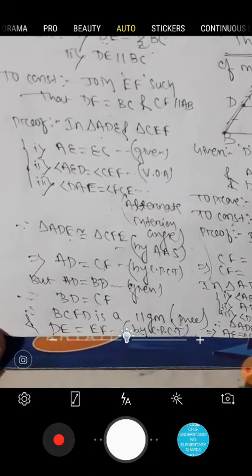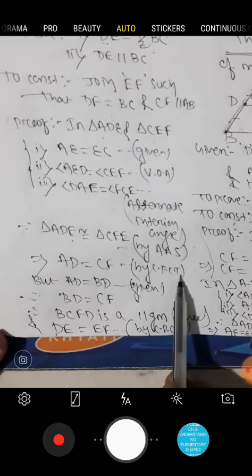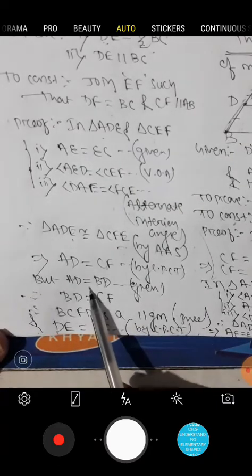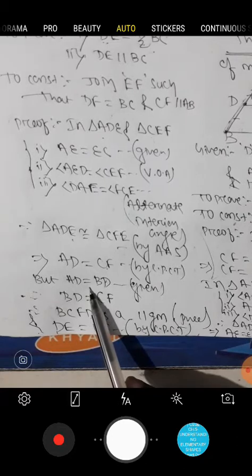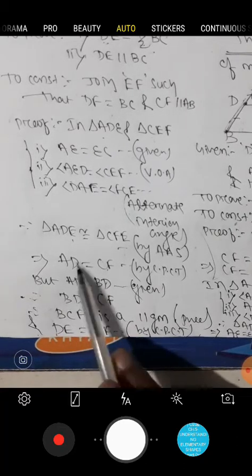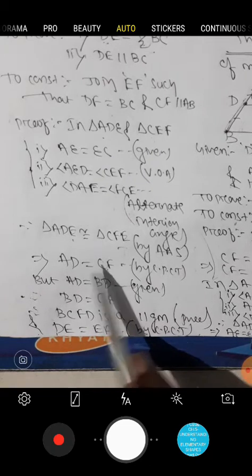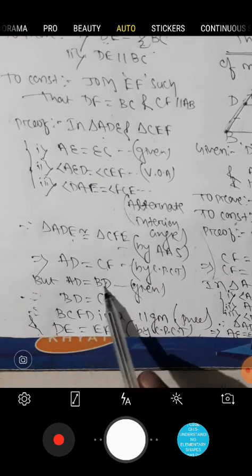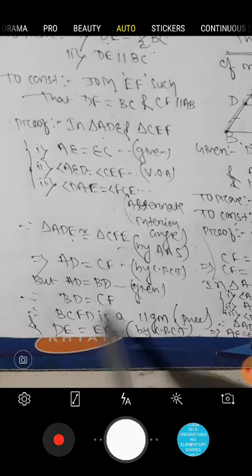What do you mean by CPCT? This is called corresponding parts of congruent triangles are congruent. But AD is also equal to BD. Hence, in the place of BD, you can put AD. AD is equal to CF, and AD is equal to BD. So BD is equal to CF, children.